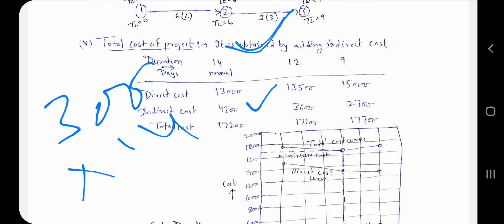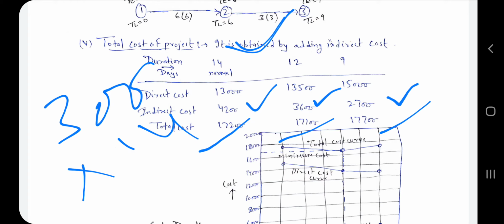So here we get 4,200. Same we multiply with 12, here we get 3,600, and we multiply 300 with 9, we get 2,700. Now the total cost we have found at normal days is 17,200, 17,100 at 12 days and 17,700. Now we have to show the direct cost relationship, indirect cost relationship and least cost network.